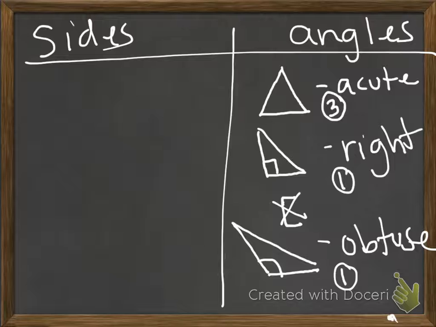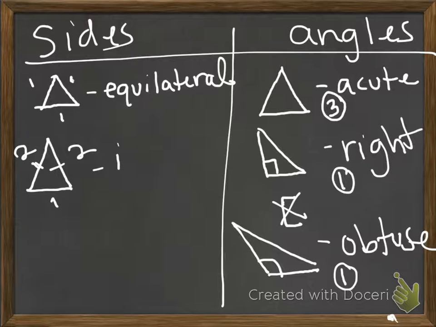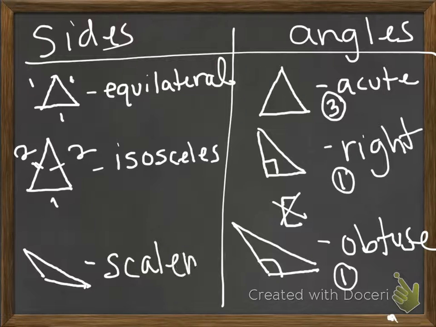You can also talk about triangles based on their sides. If you have a triangle where all three sides are the same length, we call that equilateral. If you have a triangle where two sides are the same length, we call that isosceles. And if we have a triangle with none of the sides the same size, we call that scalene.